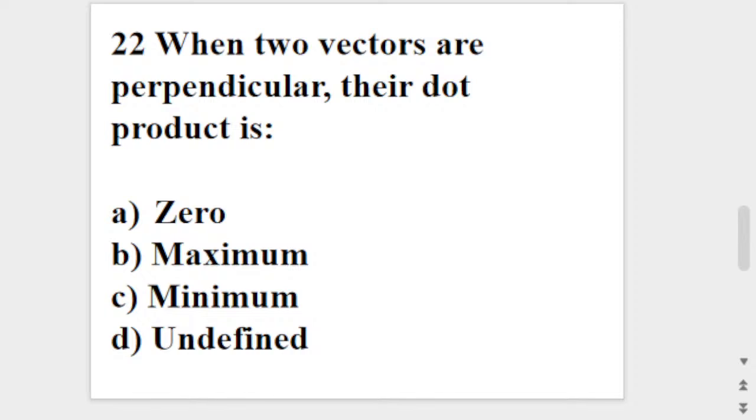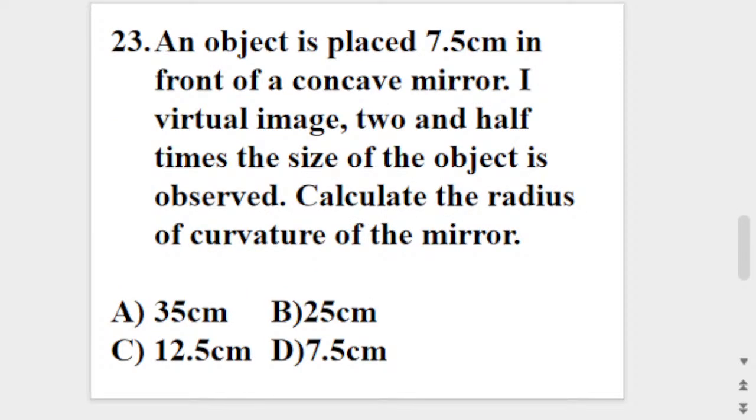Okay, so an object is placed 7.5 centimeter in front of a concave mirror. A virtual image 2.5 times the size of the object is observed. Calculate the radius of curvature of the mirror. So let's go to the board to see how we can do this.